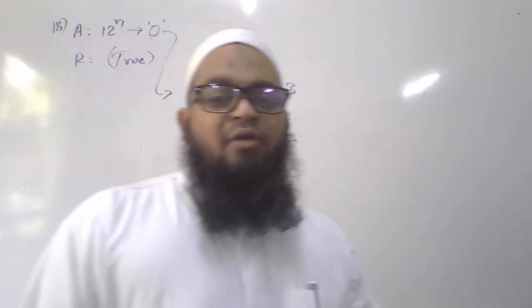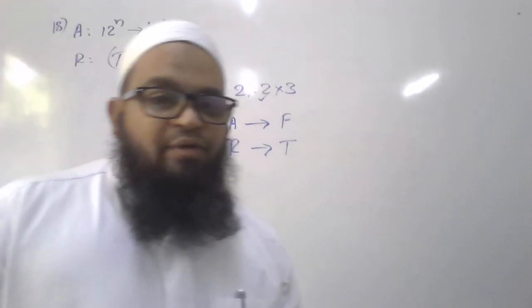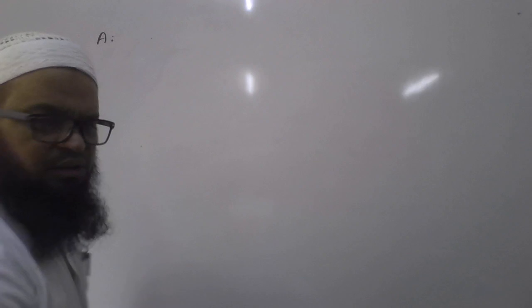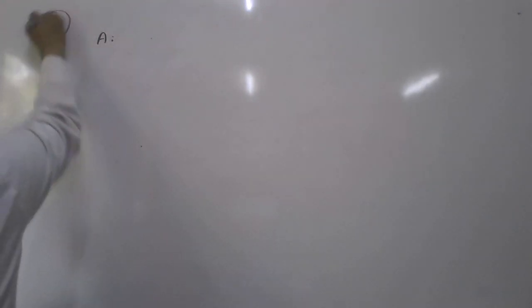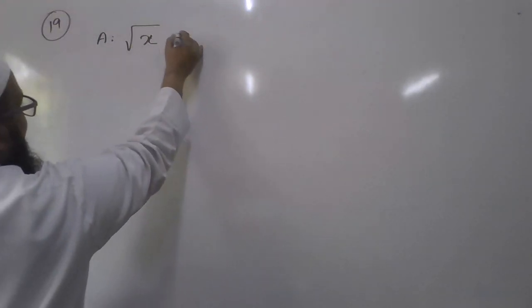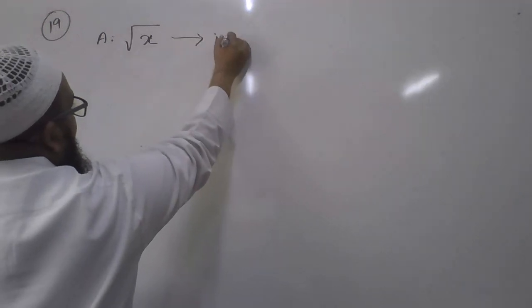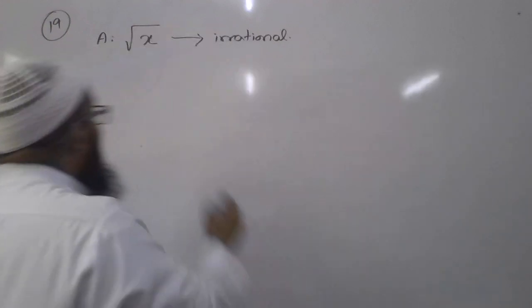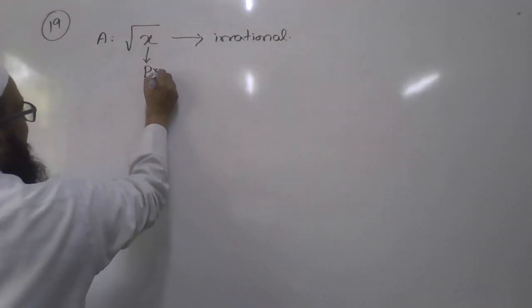The 19th question states that the square root of x is an irrational number, where x is a prime number. We have studied this in grade 9. The square root of x is irrational, where x is a prime number.